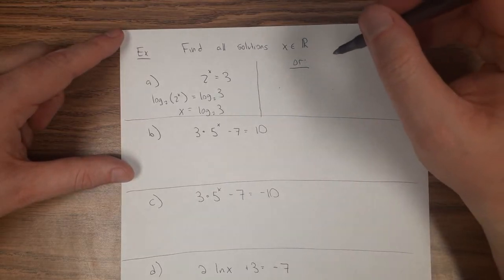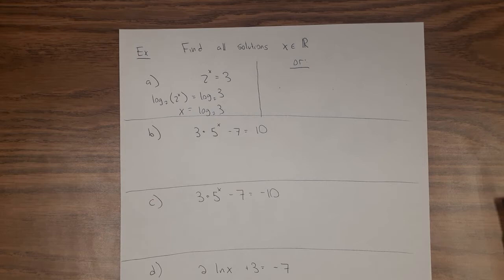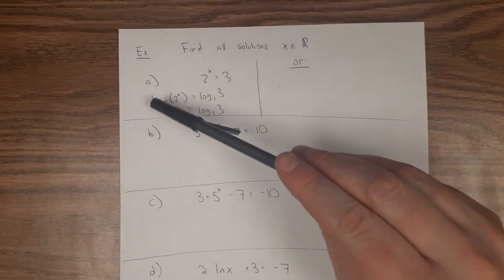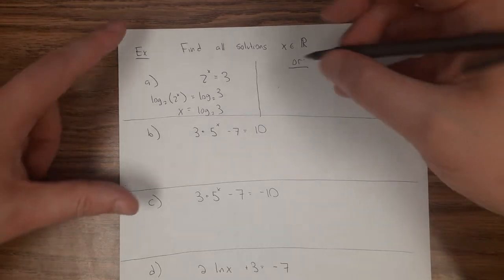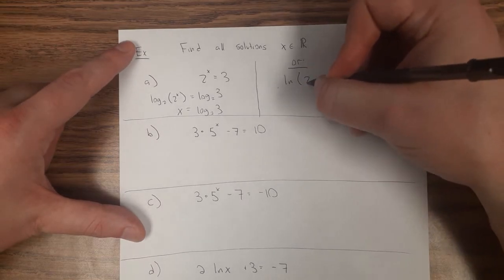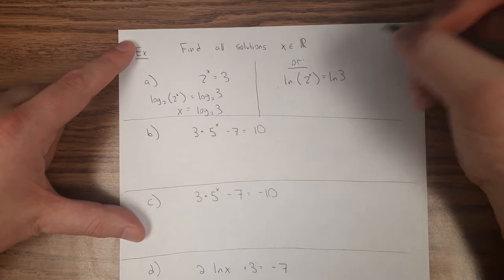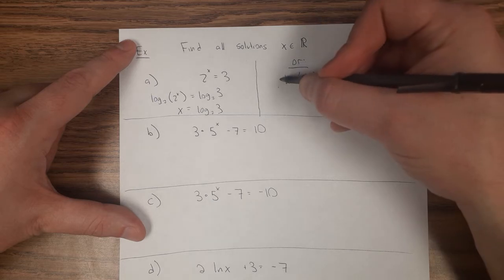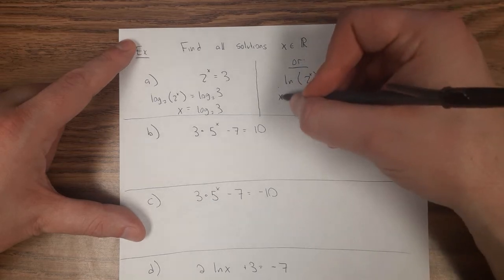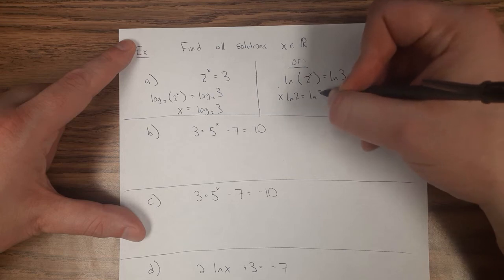Here's a slightly different thing you can do. The first thing I did was the logarithm base 2, and I chose that just because the base of this was 2. And that can be a smart choice. But for various reasons, as we do calculus, we're going to do everything in natural logs. So what I could have done is the natural log of both sides. And then I can bring the x down because that's a logarithm rule. So x ln 2 equals ln 3.